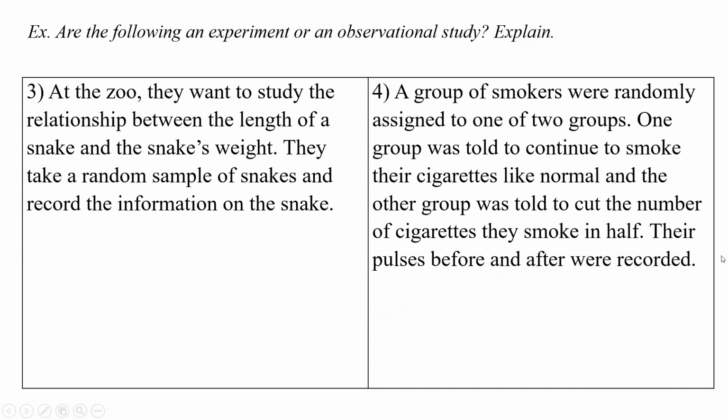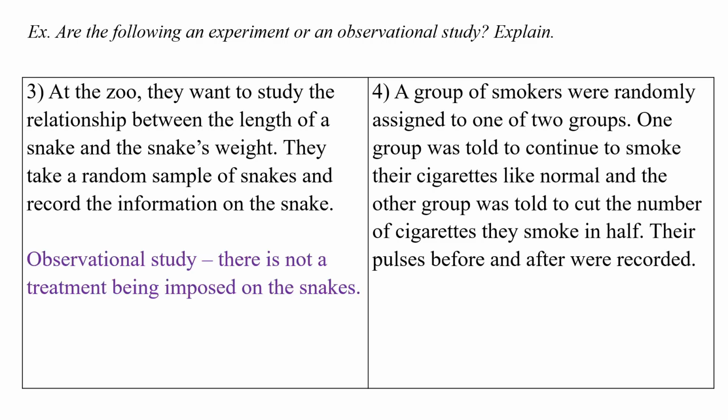Okay? Our last 2 examples. At the zoo, they want to study the relationship between the length of a snake and the snake's weight. So they take a random sample of snakes and record information. This would be an observational study because there's not a treatment. We are just observing what is already occurring, right? We're not changing diet or exercise or anything of the snake. We're just observing the length and the weight.